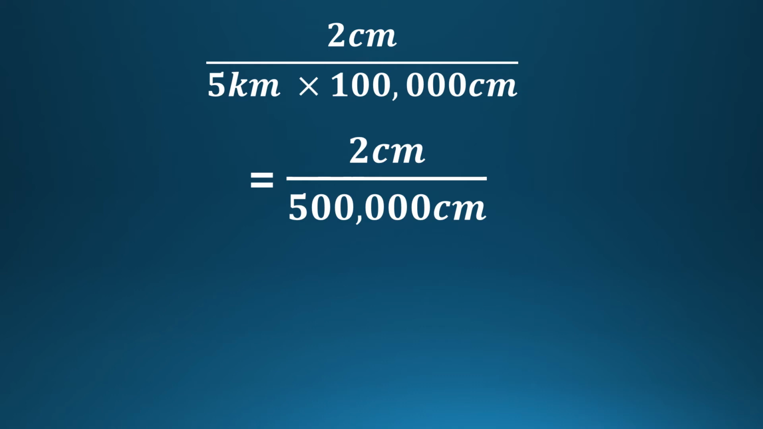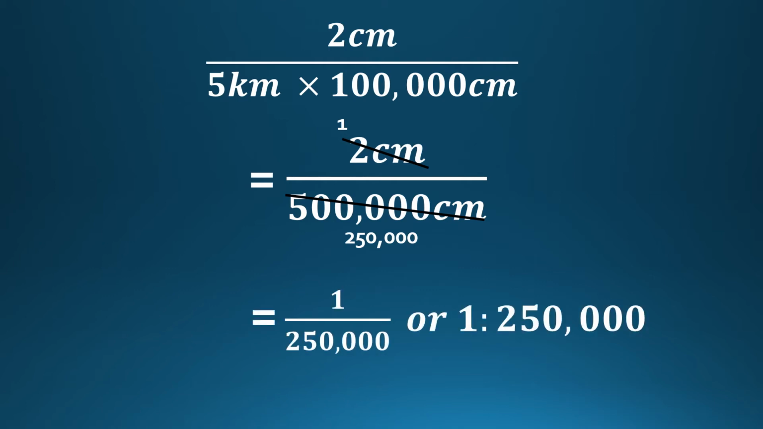This will give us 2 centimeters over 500,000 centimeters. Now, we're simply going to cancel out the 2. So 2 into itself will give us 1. And then we divide 500,000 by 2, which should give us 250,000. Hence, 1 over 250,000 or 1 to 250,000. So that is how we arrive at our ratio or representative fraction scale.